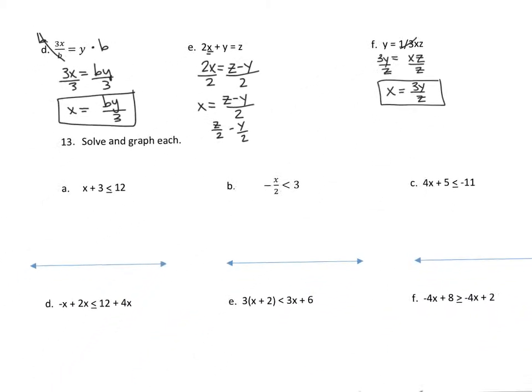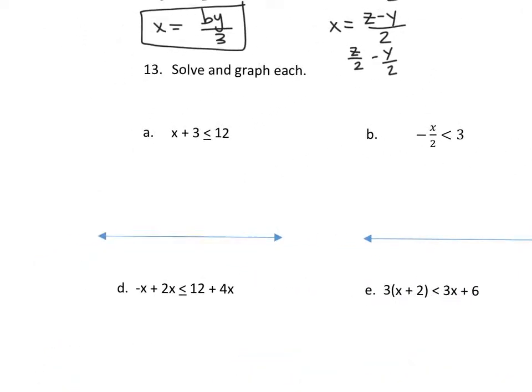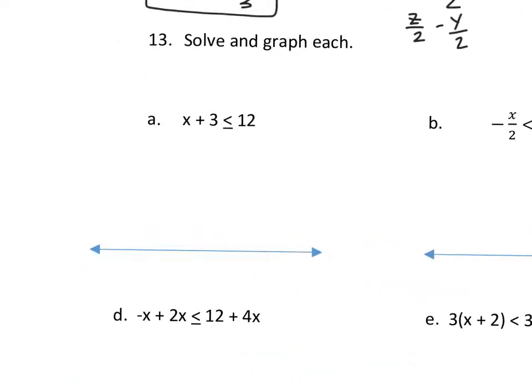Okay, now solve and graph each. So for inequalities, you want to isolate x, so I'm going to subtract 3, so it's x is less than or equal to 9. So it's going to be a closed dot at 9, and numbers that are less than 9 are going to the left.